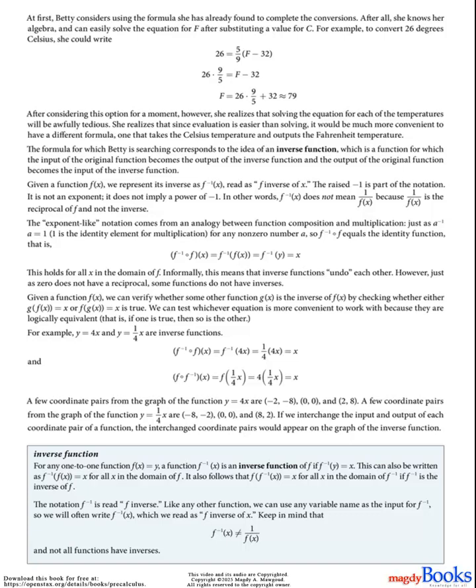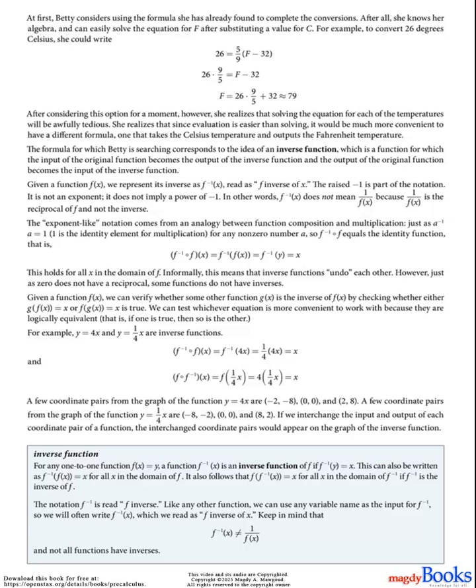After considering this option for a moment, however, she realizes that solving the equation for each of the temperatures will be awfully tedious. She realizes that since evaluation is easier than solving, it would be much more convenient to have a different formula, one that takes the Celsius temperature and outputs the Fahrenheit temperature. The formula for which Betty is searching corresponds to the idea of an inverse function, which is a function for which the input of the original function becomes the output of the inverse function and the output of the original function becomes the input of the inverse function.